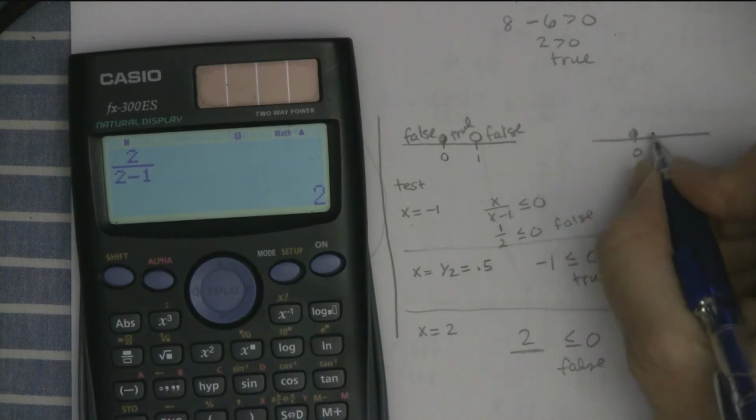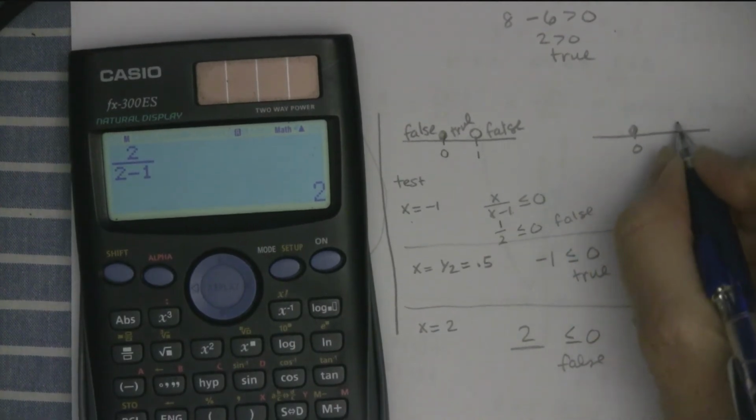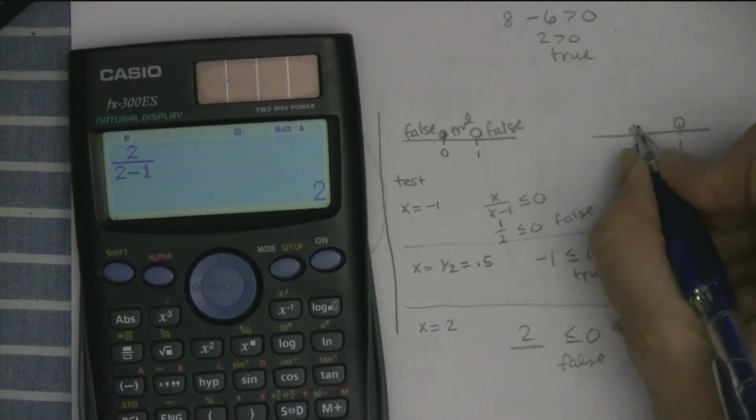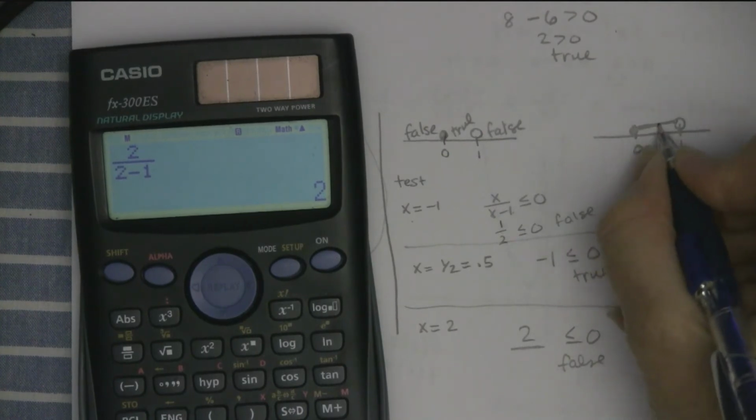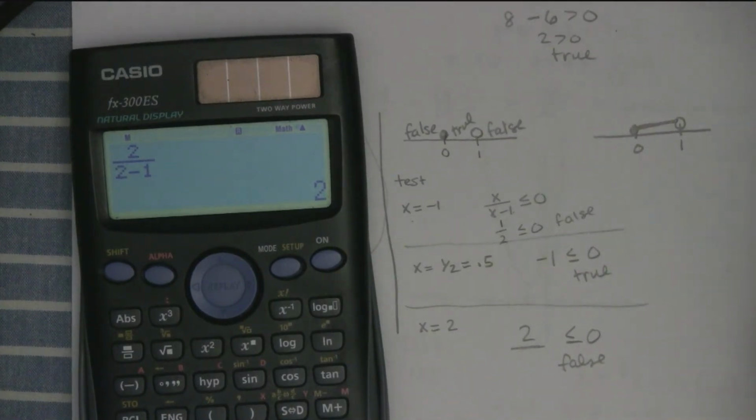So my solutions are in between. This is where my solutions are. They're in the true region, and you just make a line over the top of it. So there's my graph of it.